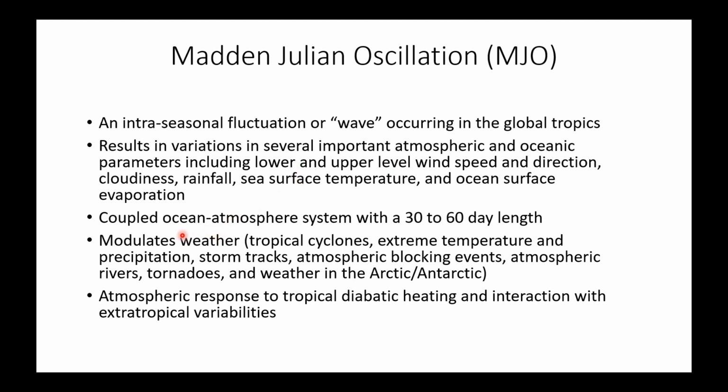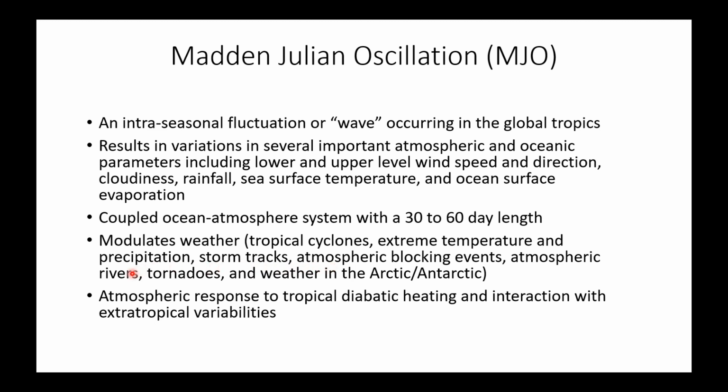What is the MJO specifically? When I say a coupled ocean atmosphere system, basically we're involving a system that interconnects the ocean with the overlying atmosphere. And it usually is typically a 30 to 60 day length for the MJO. And importantly for us here in the United States is it modulates the weather. It can modulate the tropical cyclones, the amount of activity in specific ocean basins. It can modify the extreme temperature and precipitation. It can definitely modify your storm tracks depending on what phase of the MJO you are in, as well as the atmospheric blocking events where those upper level ridges really set up across the northern hemisphere.